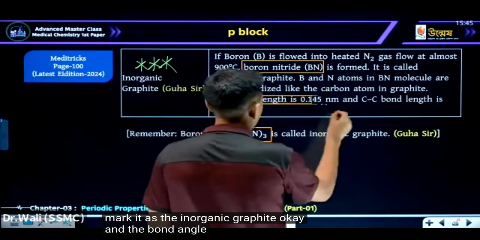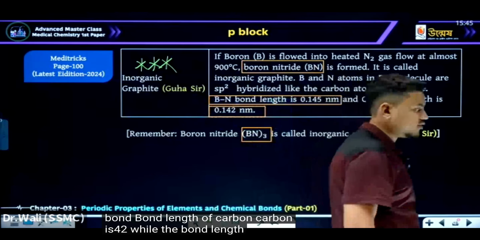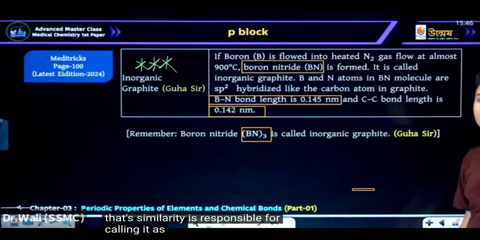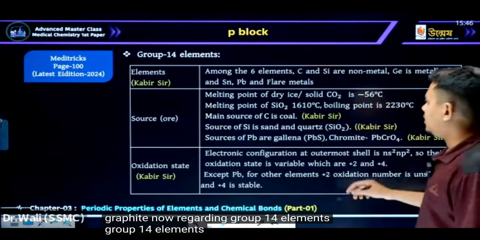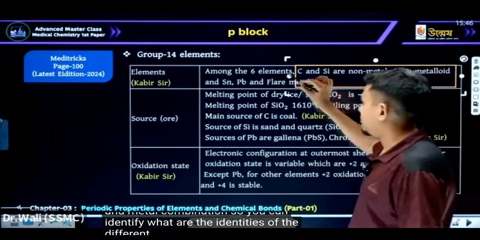Okay, and the bond angle, bond length. The bond length of carbon-carbon is 0.142, while the bond length of BN is 0.145. That similarity is responsible for calling it inorganic graphite. Now, regarding group 14 elements, they are a combination of non-metal, metalloid, and metal, so you can identify the identities of the different members.